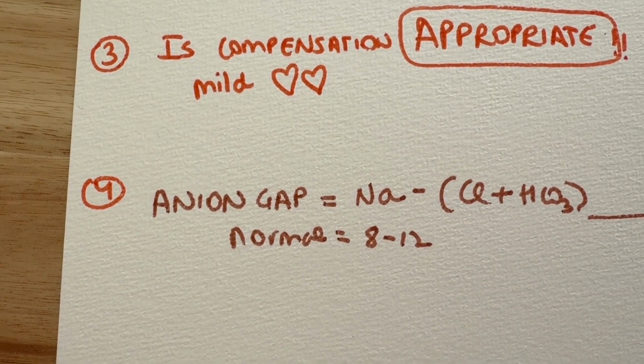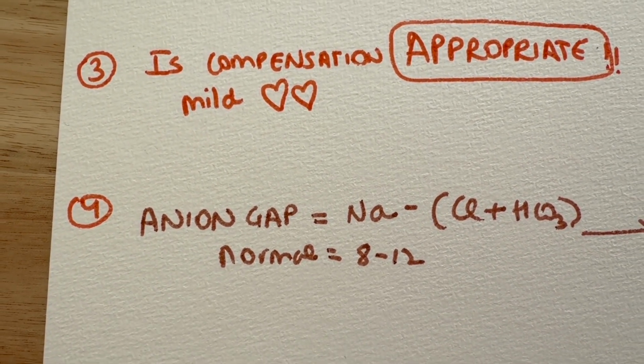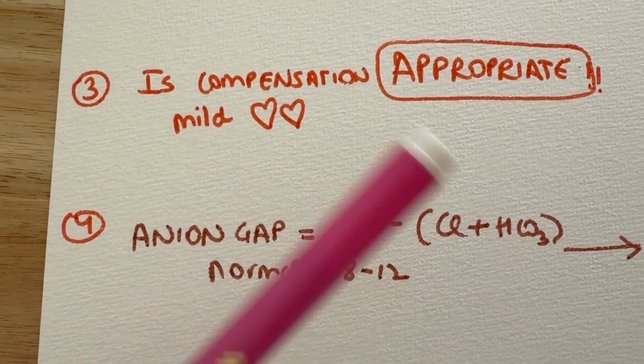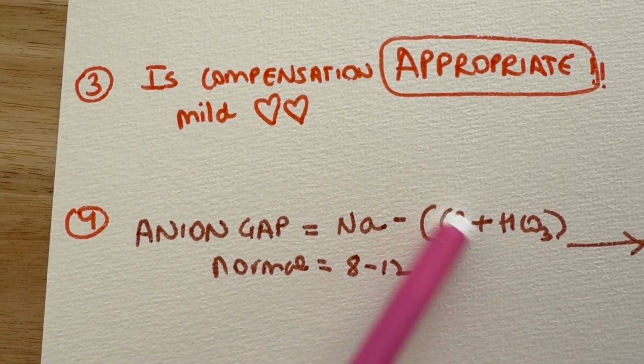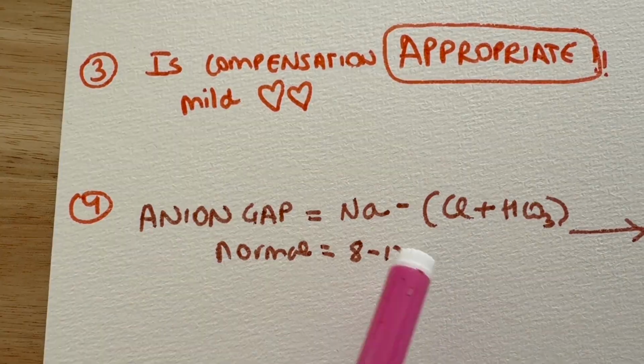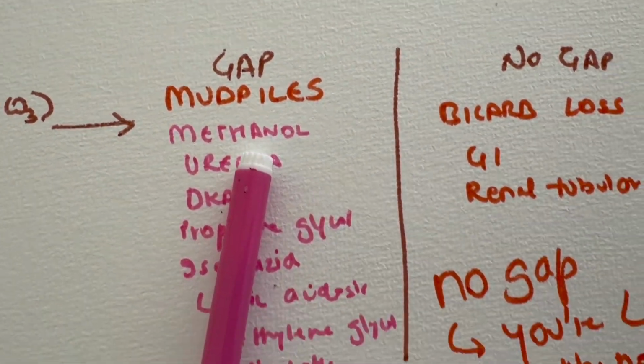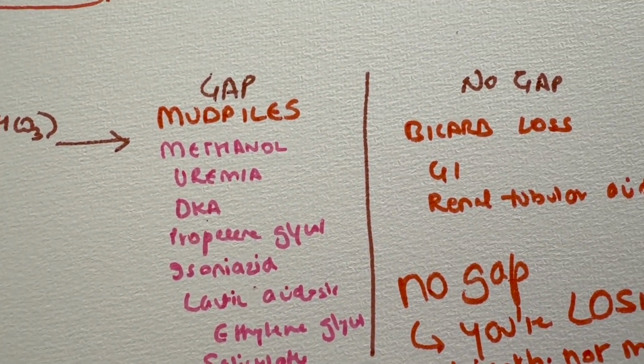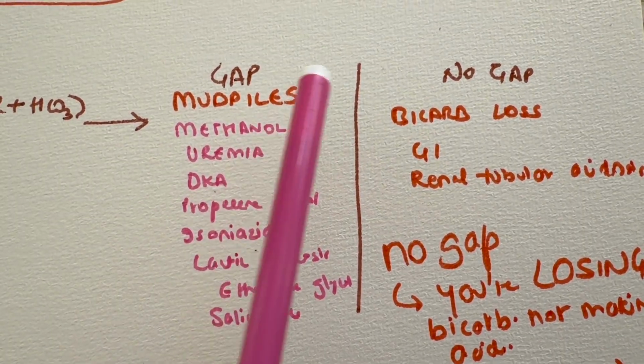This formula, however, you can remember, which is just the anion gap formula: sodium minus chloride and bicarb. This is something basic. Normal is 8 to 12. And the next thing, everybody knows this, but gap or no gap?